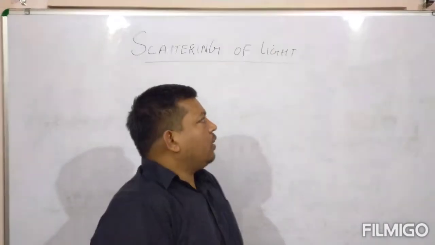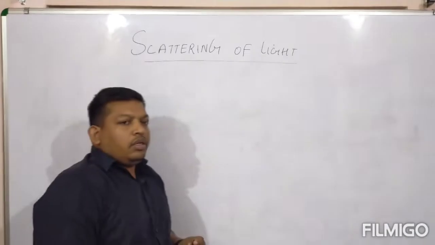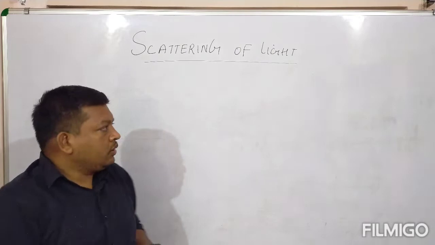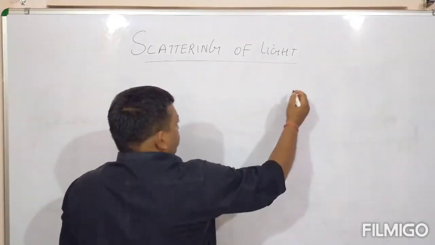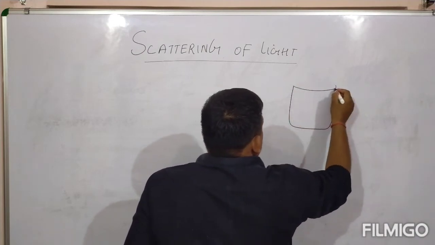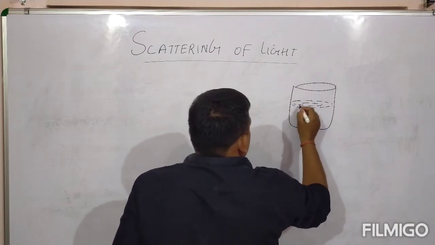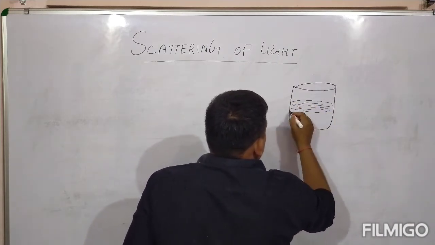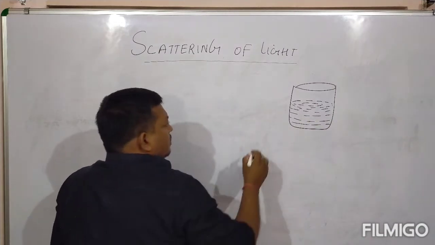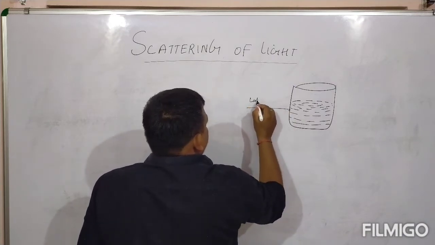In this video, I will explain the scattering of light. For explaining scattering of light, I have to perform an experiment. Take a glass of water, pour some water into it like that, and pass a laser beam through this water like that. This is a laser beam.